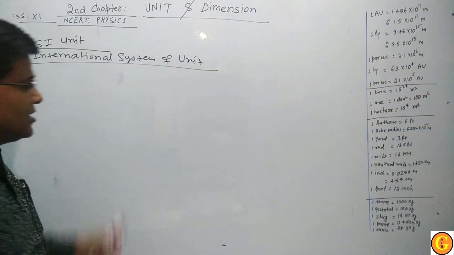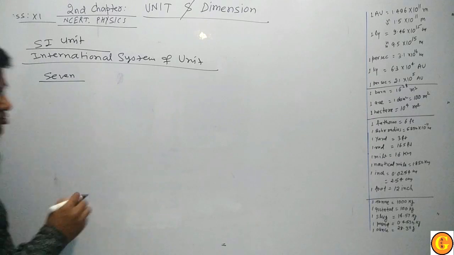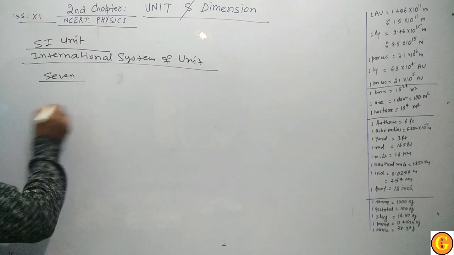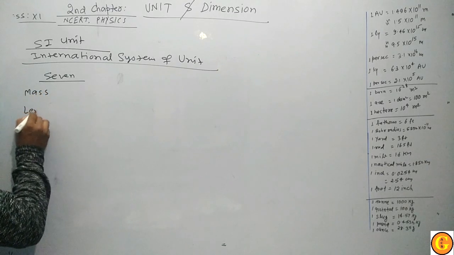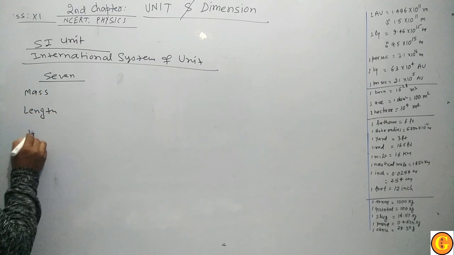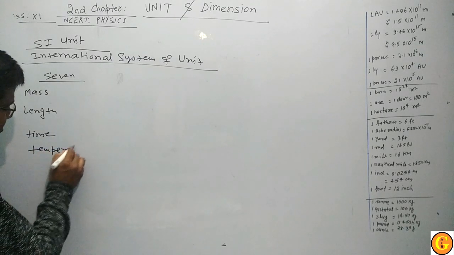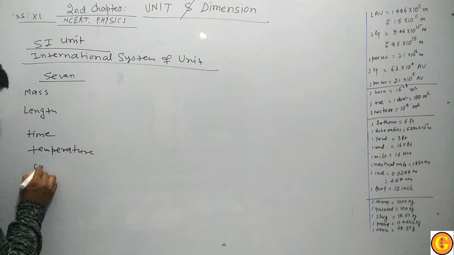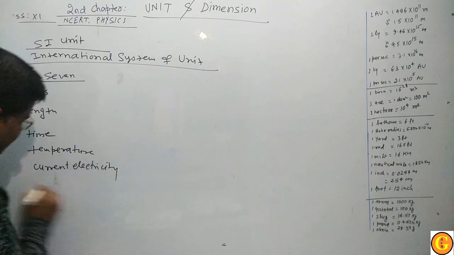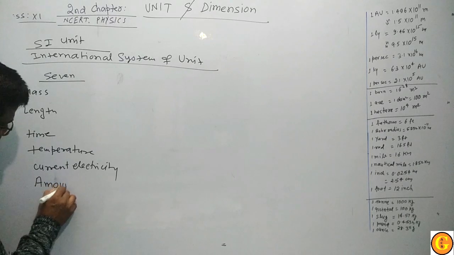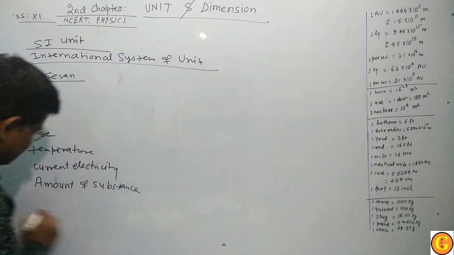In SI units, there are seven fundamental units and two supplementary. The seven mean mass, length, time, temperature, current, electricity, amount of substance, luminous intensity.